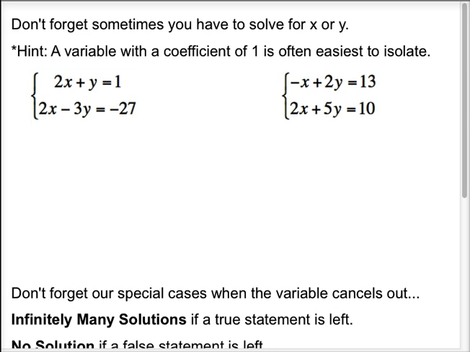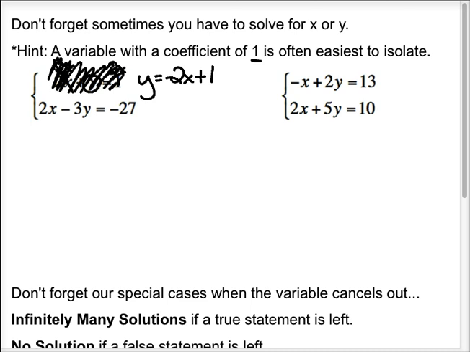Again, the variable isn't by itself, okay? But what I want you to see is ones that have a coefficient of 1, where the variable doesn't have any numbers with it. So for example, this y here. The y would be relatively easy to isolate. All I have to do is subtract 2x from both sides and get y equals negative 2x plus 1. Then I don't need that equation anymore. So variables that don't have a coefficient are relatively easy to get by themselves.